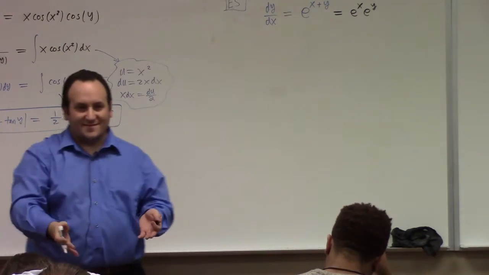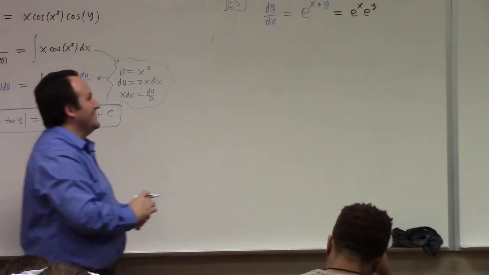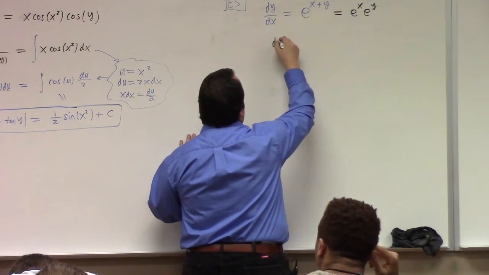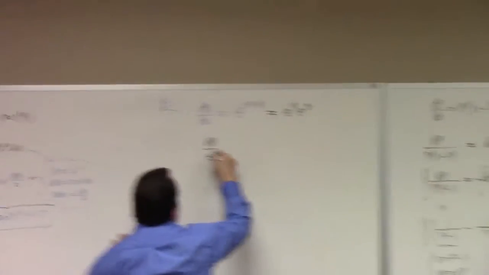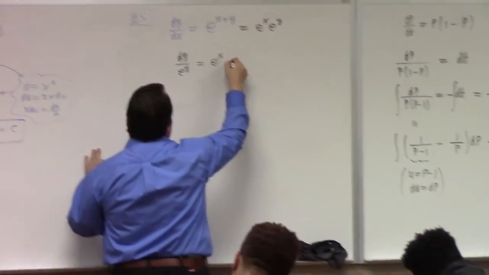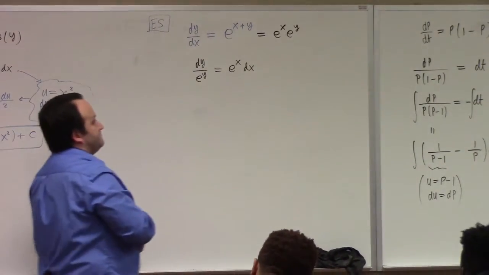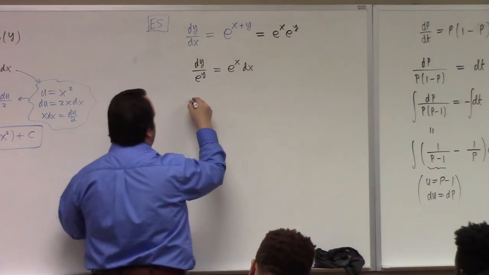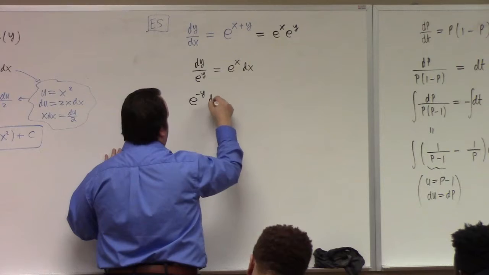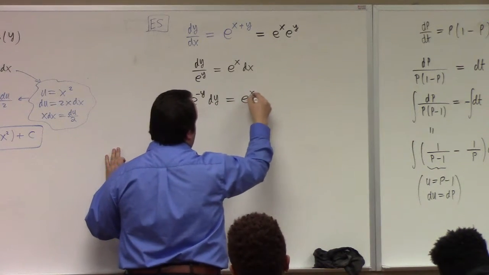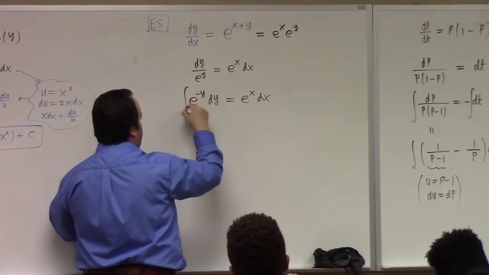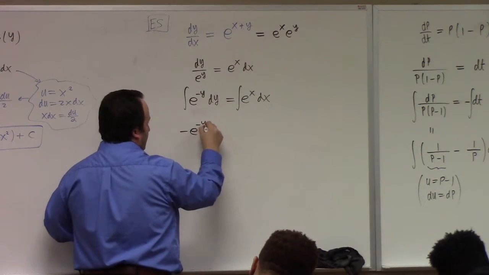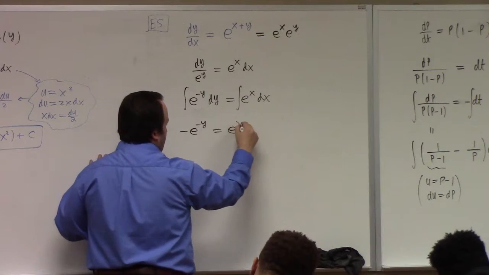But you guys know that, right? So now we can separate variables. That gives us dy over e to the y equals e to the x dx. Or, better yet, this is e to the minus y dy equals e to the x dx, right? So we separate, now we integrate. Integration gives me minus e to the minus y equals e to the x plus a constant.